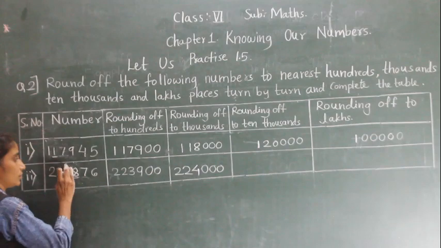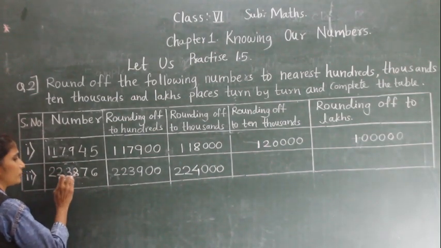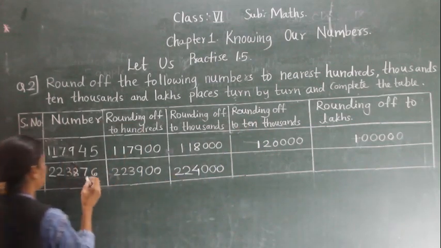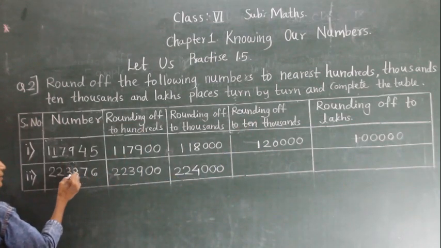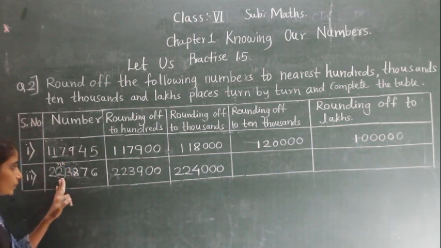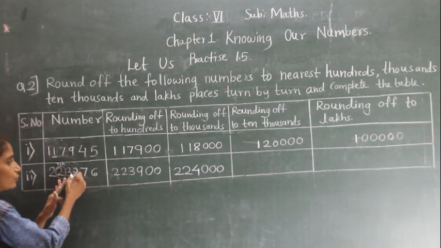Understood everyone? Then next, rounding off to 10,000. Ones, tens, hundred, thousand, 10,000. TTh. This digit we are going to round off. So 1, 2, 3, 4.